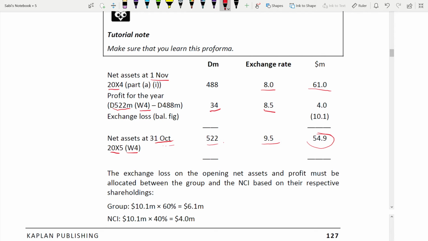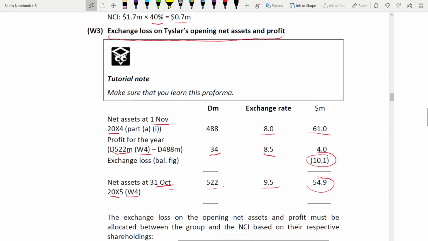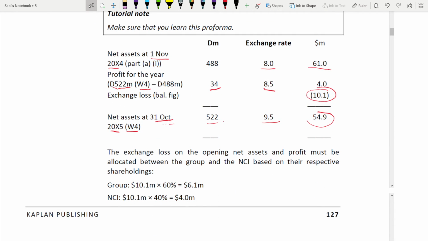How can you drop it down? Only if you have a loss here. So exchange loss. Okay, minus 10.1. It's a loss. So this 10.1 is your loss. Right? And from here also, the same way you have done for parent and group and NCI for goodwill, here also you have to do the same. Okay, so 60% of 10.1 will go to the parent and 40% to NCI, so 6.1 to group and 4 to NCI.